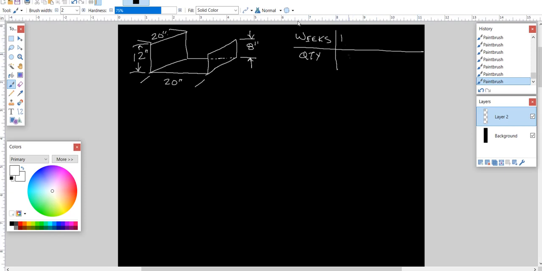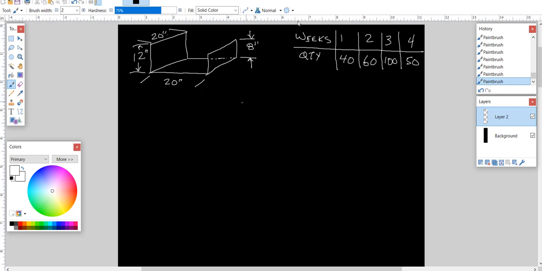So on week 1, I need to make 40 of these parts. And on week 2, I need to make 60. And then on week 3, I need to make maybe, I don't know, 100. And then on week 4, I need to make 50. Okay, so this is my orders per week, and this is what I'm making.